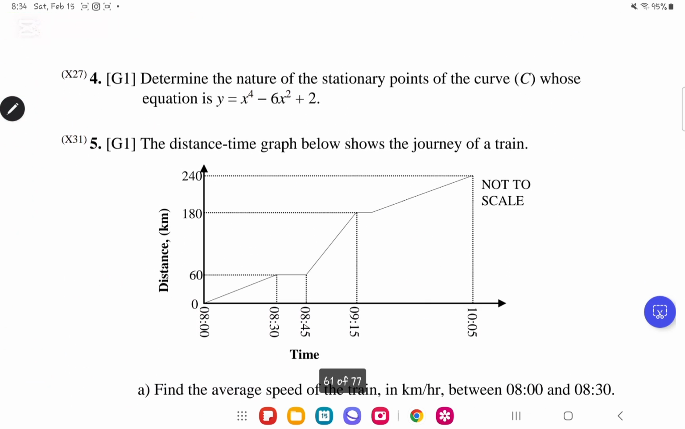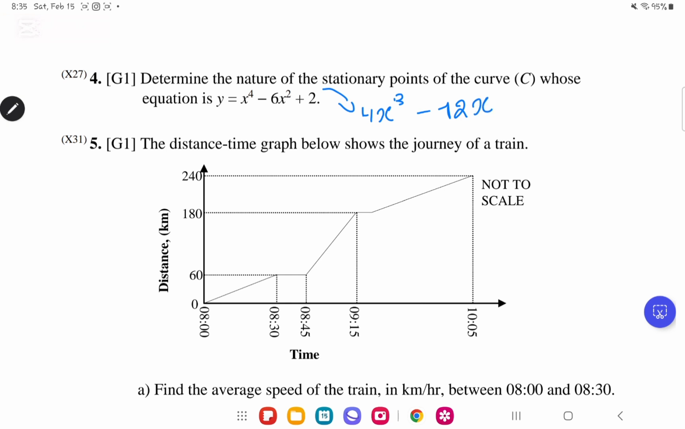We move on to question number 4. Question number 4 says, determine the nature of the stationary points of the curve C whose equation is y is equal to x to the power of 4 minus 6x to the power of 2 plus 2. When doing a stationary point, what we are supposed to do first of all is to find the derivative. So let us find the derivative. Finding the derivative, you get 4x to the power of 3 minus 12x.